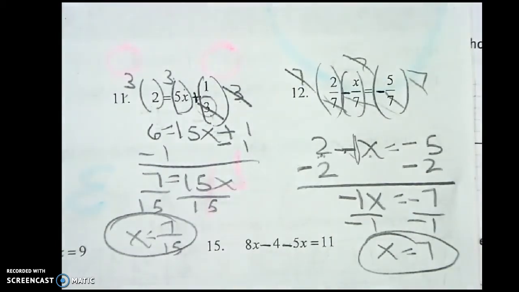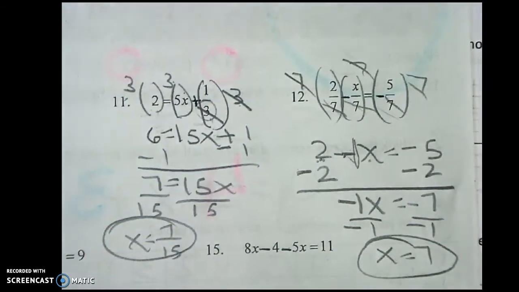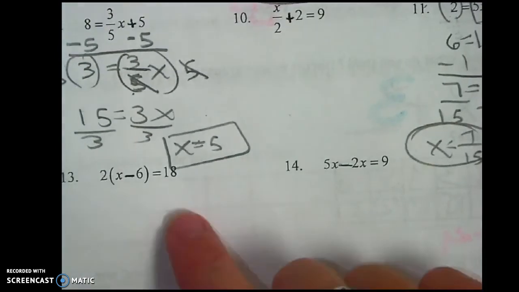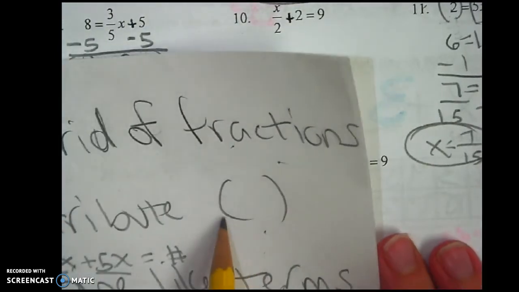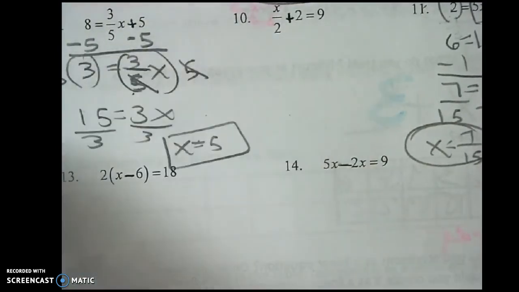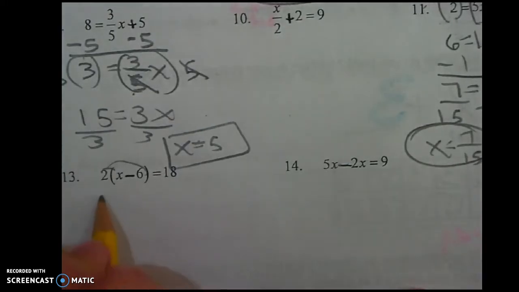Okay? All right, let's go to number 13. Number 13, there's parentheses. If you look, the first thing I said to do was multiply. Get rid of the parentheses.